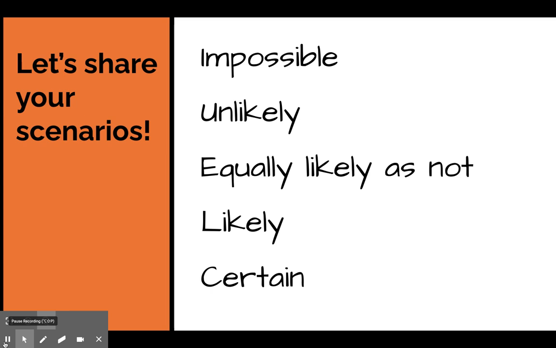Something for equally likely as not would be a coin flipping and it lands with the tails side showing, and that's equally likely because it could be heads or tails, 50-50. Something that is likely would be a box of crayons containing the color red. Remember, red is one of our primary colors, so it's likely that a box of crayons would have a red in it. And something that is certain would be a triangle has three sides, because all triangles have three sides.